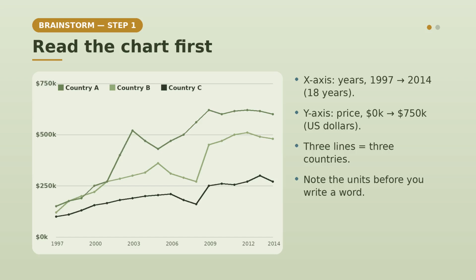Step 1. Read the chart before you write. Check the axes. The horizontal axis shows the years, from 1997 to 2014. The vertical axis shows price, from 0 to $750,000. There are 3 lines, one for each country.